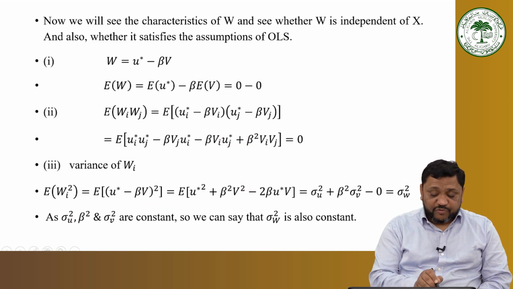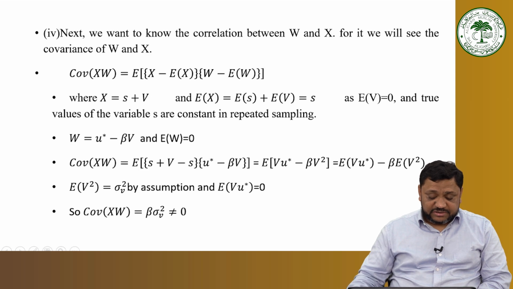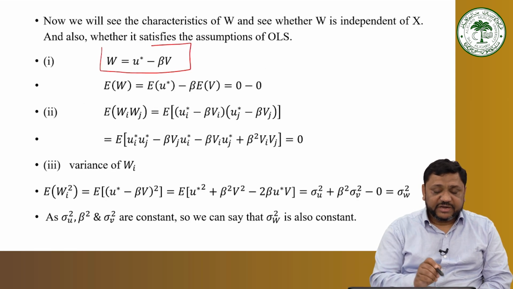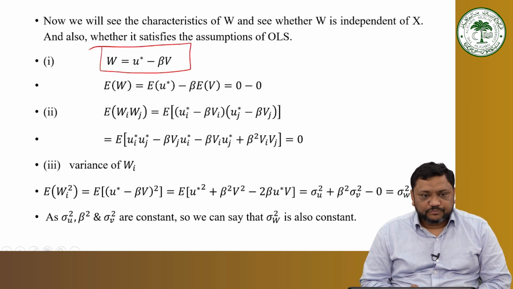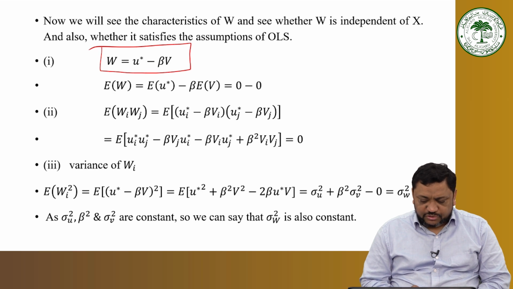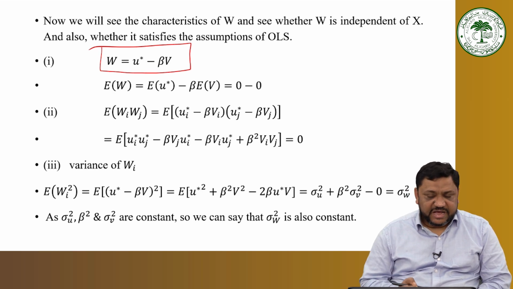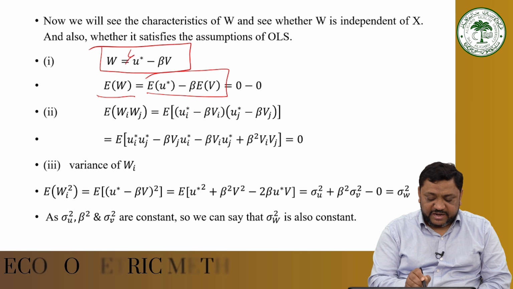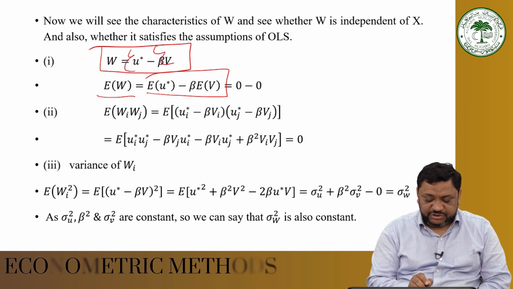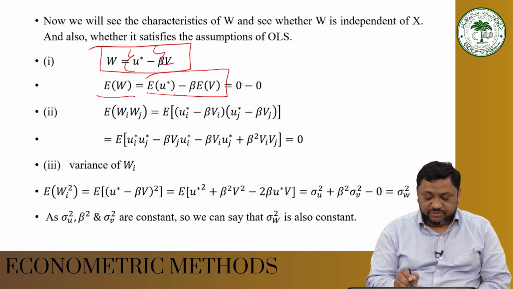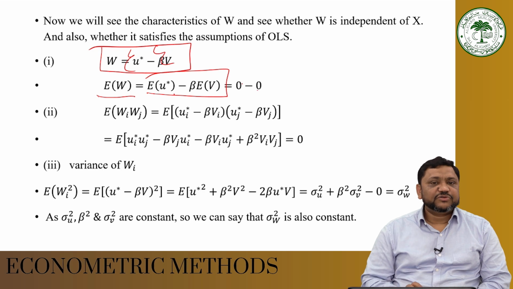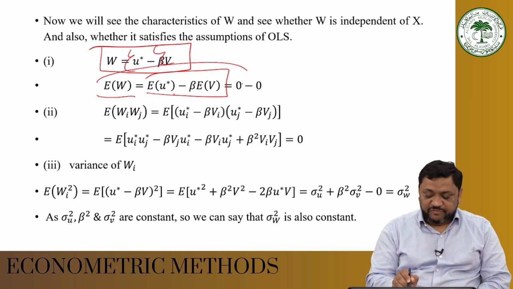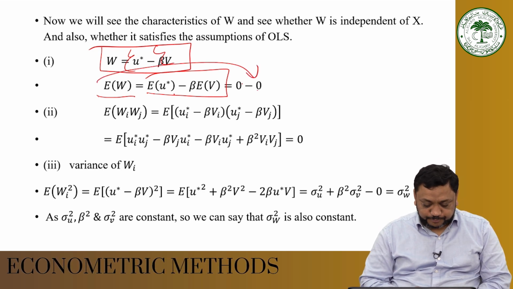Now we want to check the characteristics of this w, means whether they satisfy the assumptions of OLS or not. Now the expected value of w, if we write w in this form, here also we add expectation. The expected value of u is equal to 0, the expected value of v is equal to 0. So the expected value of w is equal to 0.